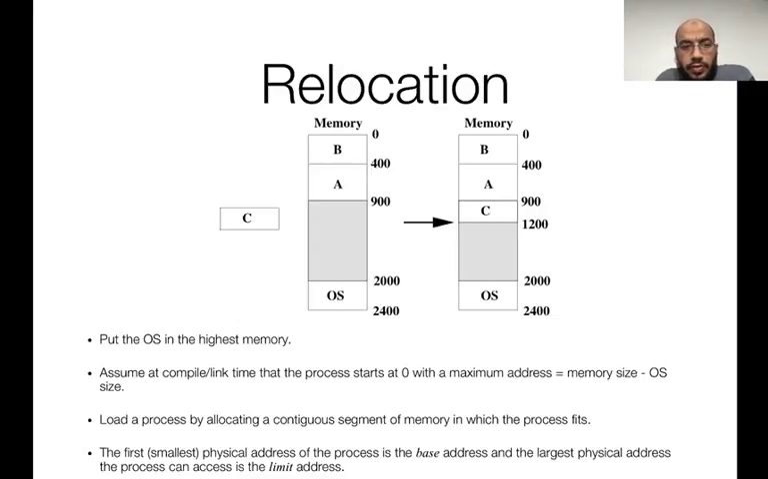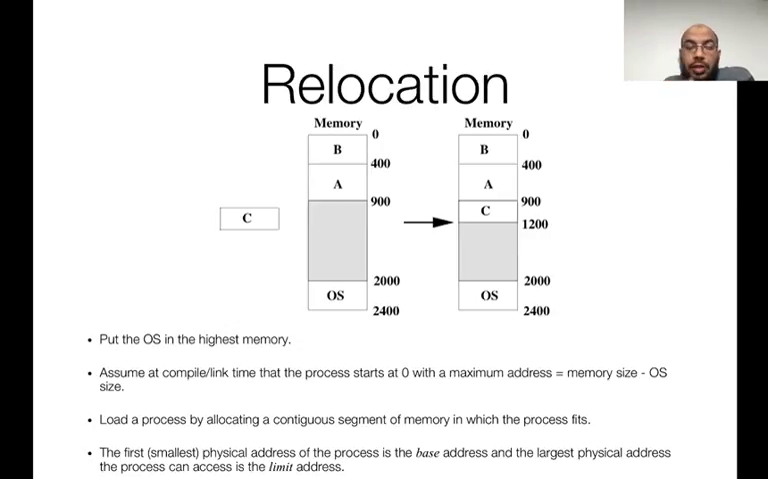So here's the very simple first fix that we have for the base and bound system. Again, you put the OS in the lowest memory. So instead of putting it on top, you put it at the bottom, which basically means that nothing can grow into the operating system. Assume at compile time that the process starts at 0 with a maximum address, which is equal to the memory size minus the operating system size.